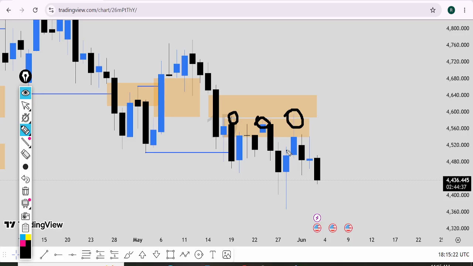Why are we selling at these 3 points? Because the last structure shift on the daily time frame was to the downside.